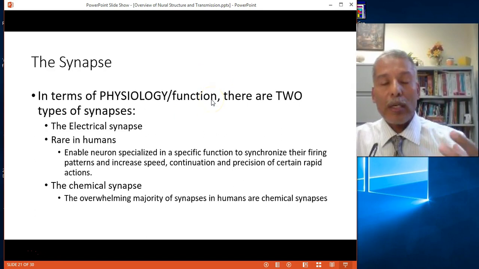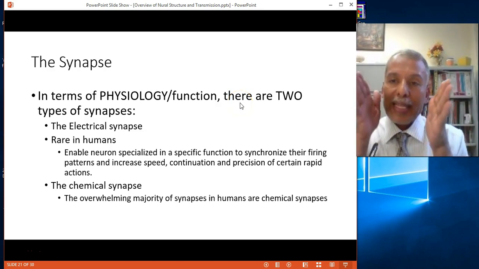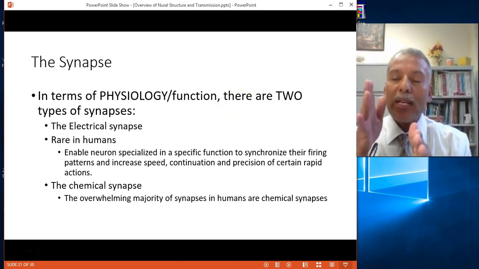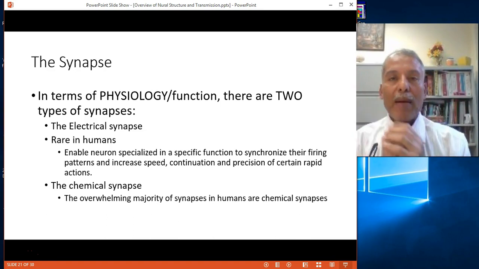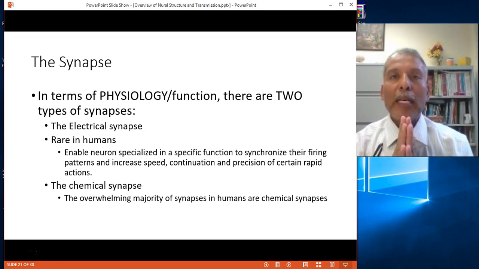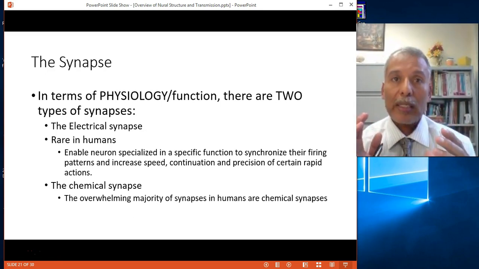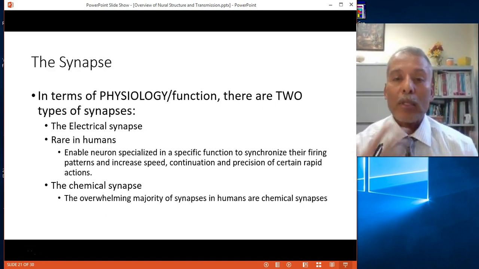In terms of function, in terms of physiology, there are two kinds. One is called the electric synapse, and one is called the chemical synapse. And they are different, but simply the greatest majority of synapses in the nervous system are of the chemical kind, chemical synapses. The electrical synapses are few, but they do exist. They exist more in certain animals than in humans.